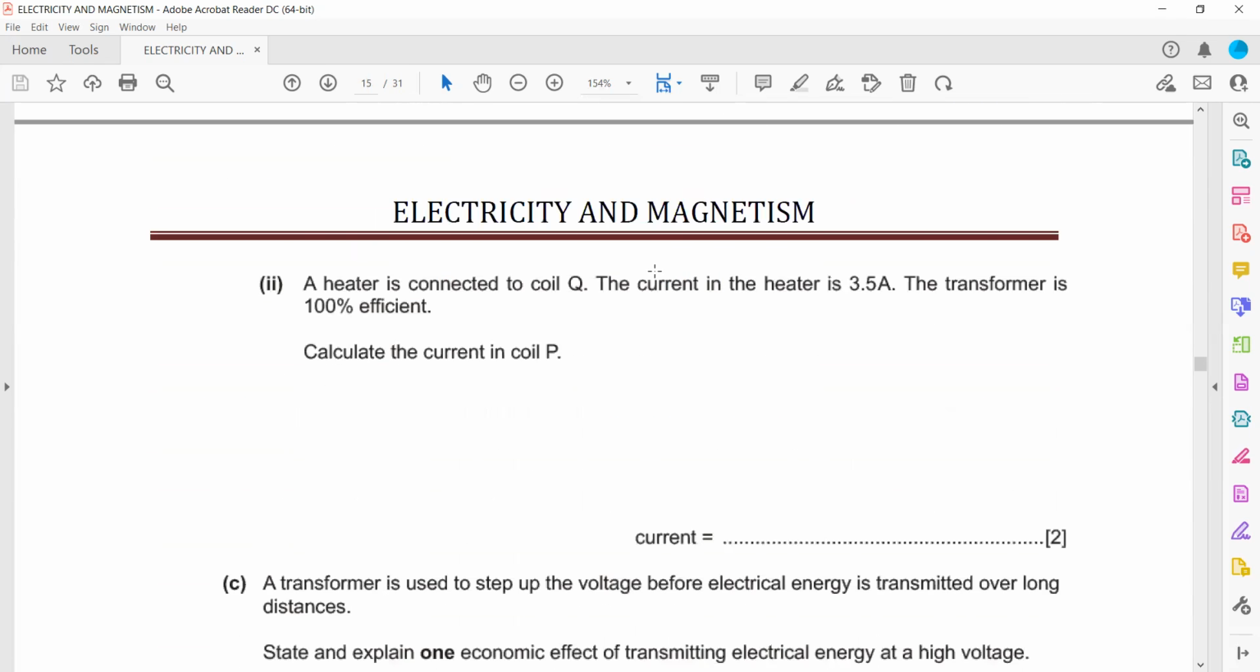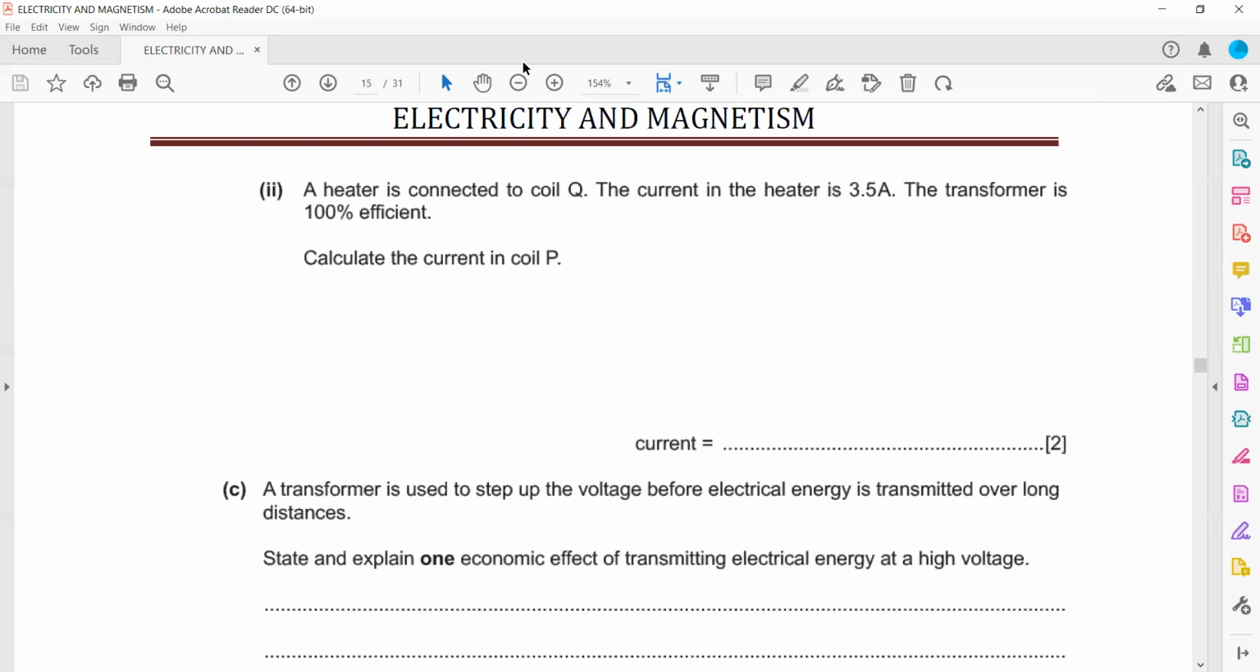That is about 6.8 volts. If the transformer is 100% efficient, the power input and power output will be the same. So VP IP equals VS IS. VP was 4. The current in the heater that is connected is the output current, this is IS, which is 3.5. The voltage of the secondary we calculated was 6.8. And IP is the current in the primary coil, which is about 5.95, or about 6 ampere.